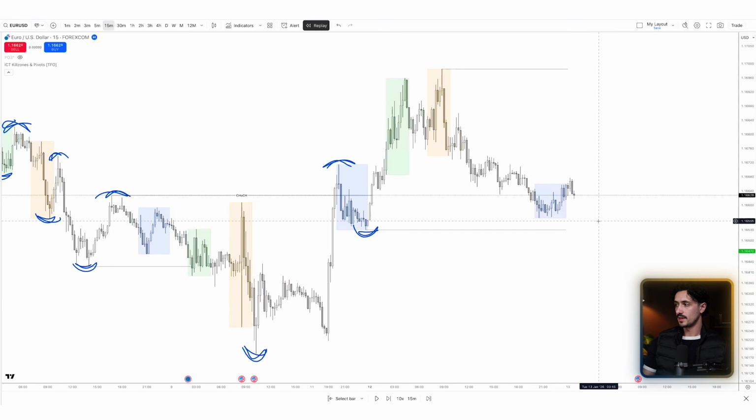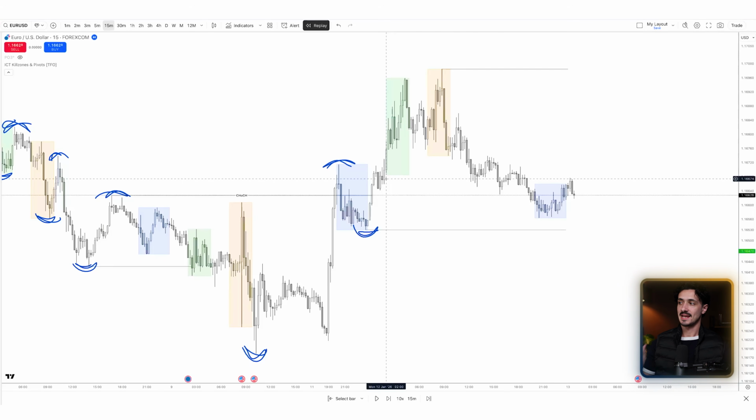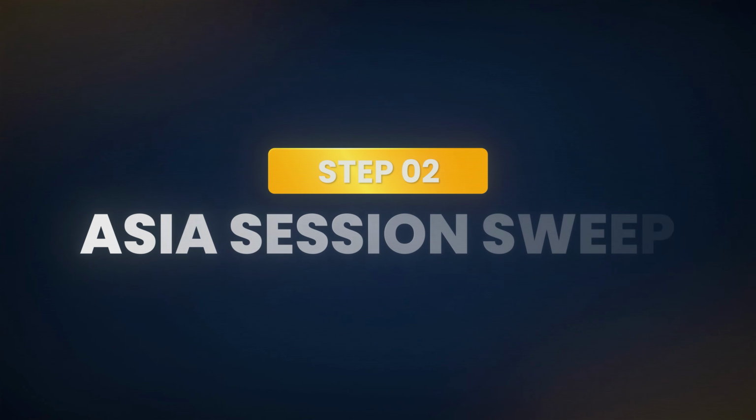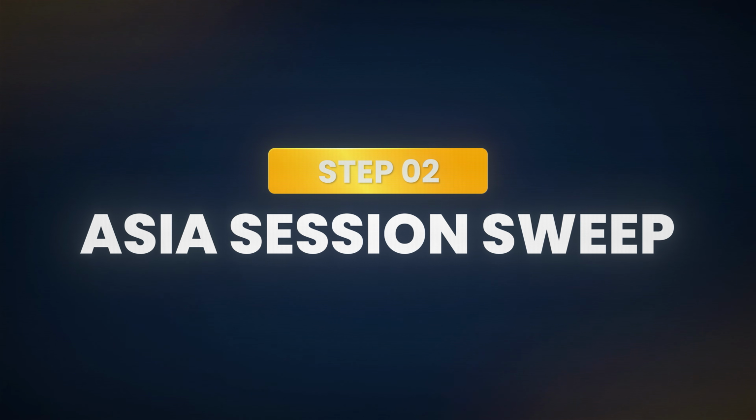Now that brings us to here. So this is around 1 a.m. Eastern Standard Time. My London session starts at 2 a.m., so around an hour away from my market open. And my daily bias for this day is very simply bullish. So I am looking to be a buyer. That is step number 1. Step number 2 is what I call Asia session sweep.